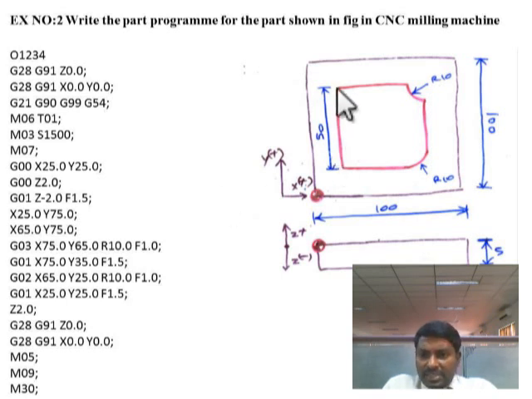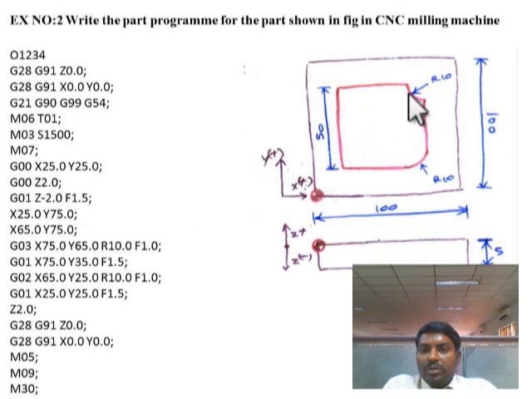The next portion is this portion, which is X25 Y75. So I have used it here. The tool will be moved from here to here. Now the tool should be moved from here to here. That is also linear interpolation, so no need to give G01. This point is X65 and Y75. That's why I have used it here.